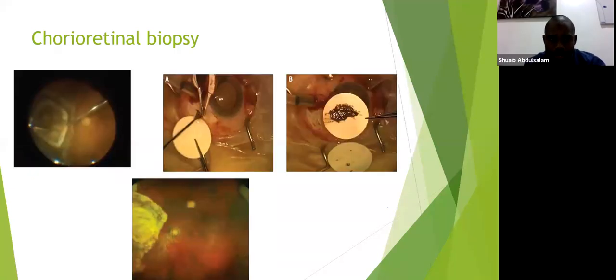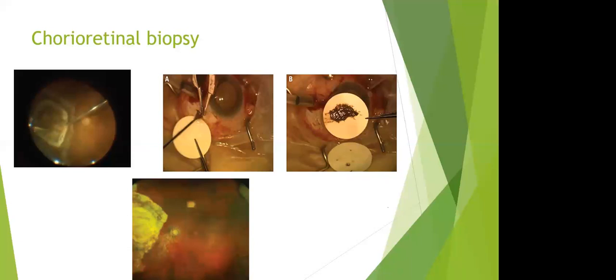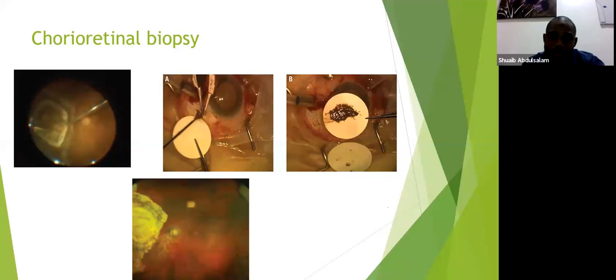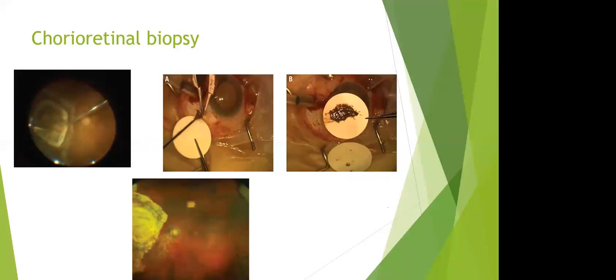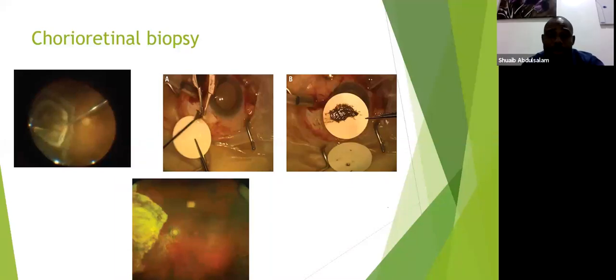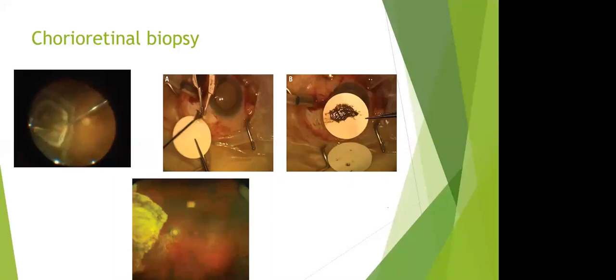This is just a slide showing the chorioretinal biopsy. The first one, you can see, this is going from within now. You can see the sample being taken. In A, the sample is being brought out through a sclerotomy. Then B is the sample placed on a filter paper. And the lower slide is showing the patient 6 months after the biopsy was taken. So you can see the chorioretinal scar from where the biopsy was taken.